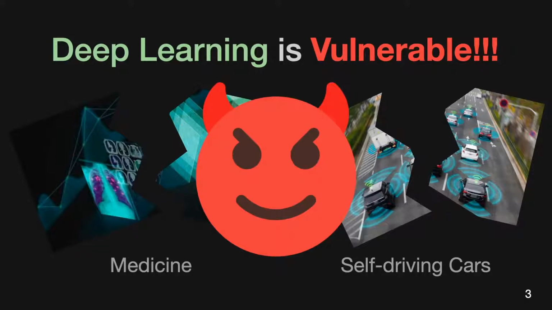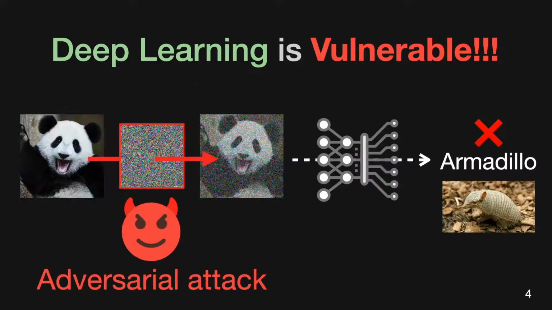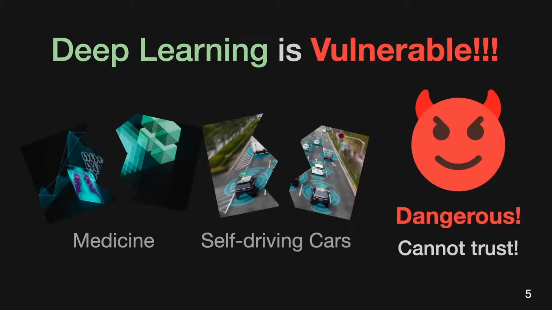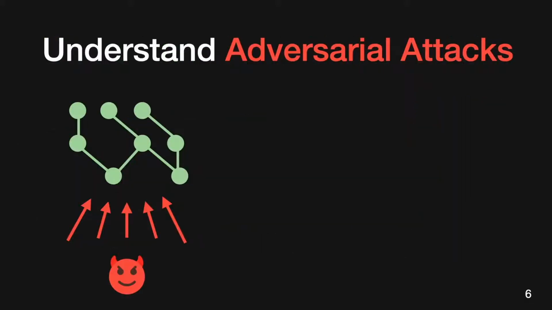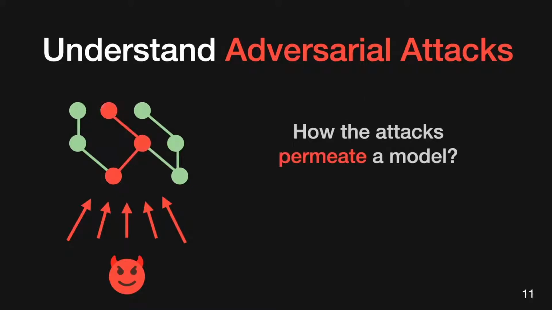However, deep learning models are vulnerable to adversarial attacks. An adversarial attack applies carefully crafted perturbations on data inputs and fools a model into making incorrect predictions. Adversarial attacks jeopardize many deep learning-based technologies, especially in security and safety-critical applications, such as data-driven healthcare and self-driving cars. Due to the threats of the adversarial attacks, people cannot confidently use deep learning models. To overcome the vulnerability of deep learning models, we need to understand how the adversarial attacks permeate the model's internals.